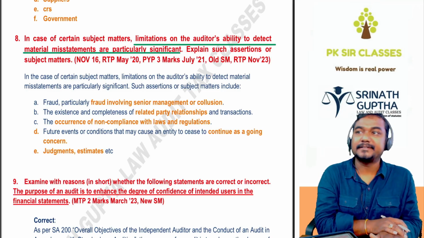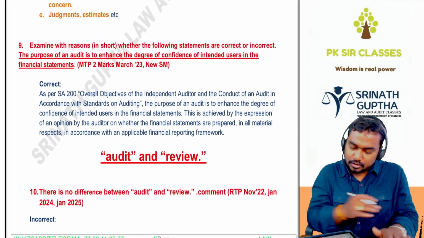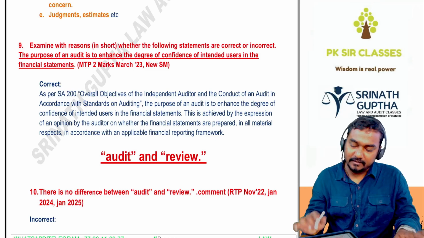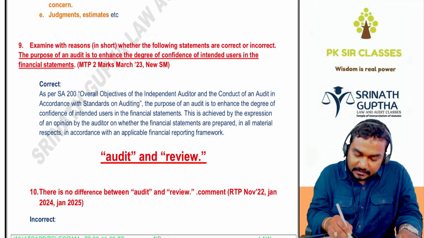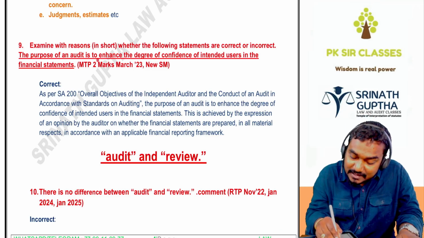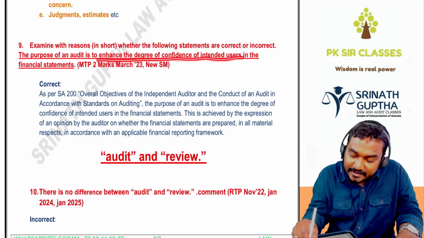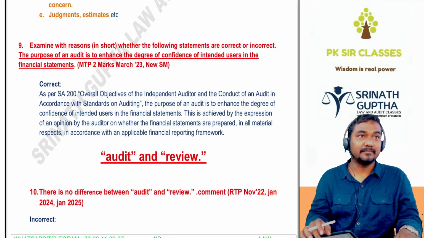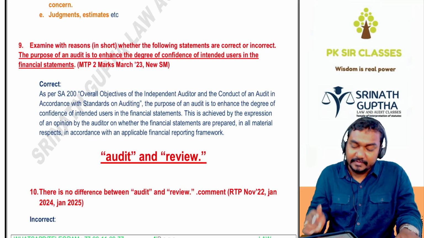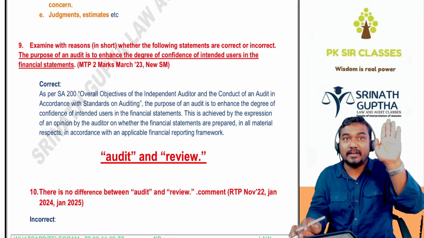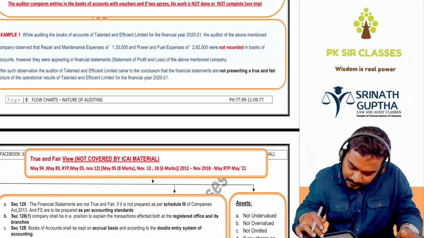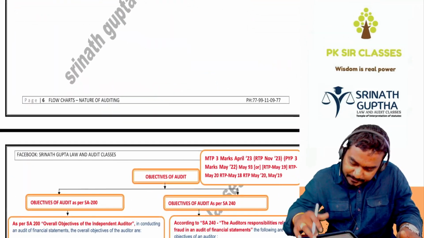Is it understood? Next question. Examine with the reasons whether the following statements are correct or incorrect. The purpose of the audit is to enhance the degree of confidence of the intended users. We discussed this point so many times in the first chapter. The main purpose of auditing is to enhance the reliability of the financial statements.